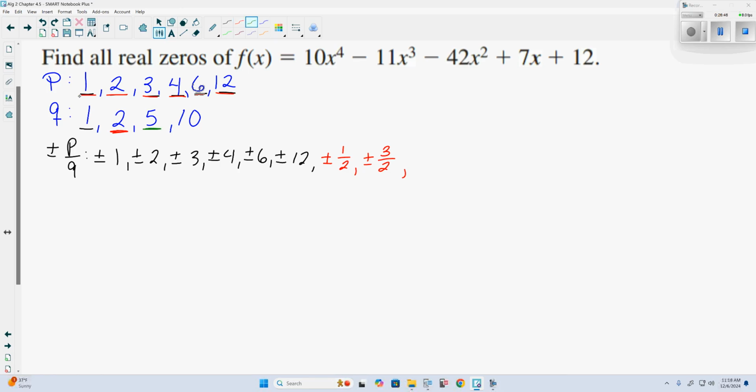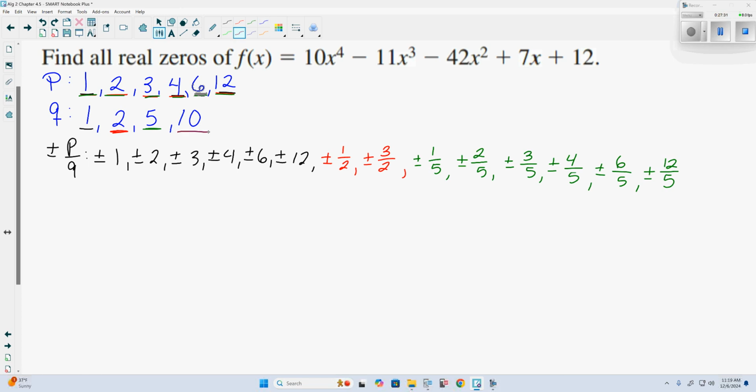Now we move on to 5. 1 divided by 5 is 1/5, which isn't listed, so we have it there. 2 divided by 5 is 2/5. 3 divided by 5 would be plus or minus 3/5. 4 divided by 5 would give us plus or minus 4/5. 6 divided by 5 would give us plus or minus 6/5. And 12 divided by 5 would be plus or minus 12/5. We get all these here.